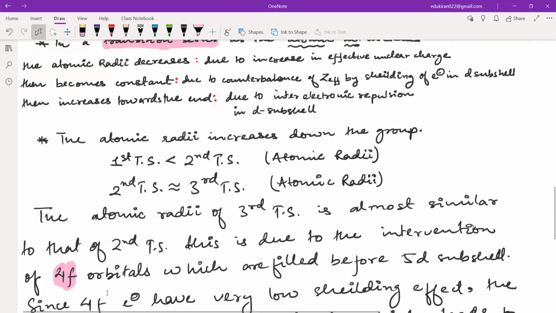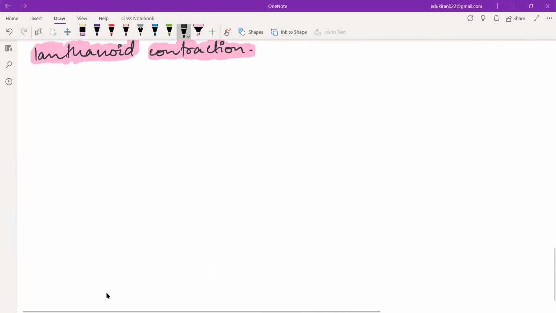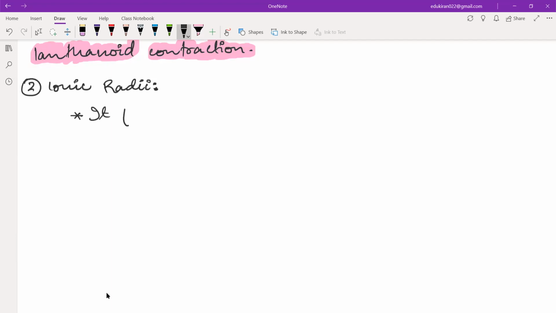So we learned about atomic radii. Next thing is ionic radii. It follows a similar trend. It follows the same trend as the atomic radii.